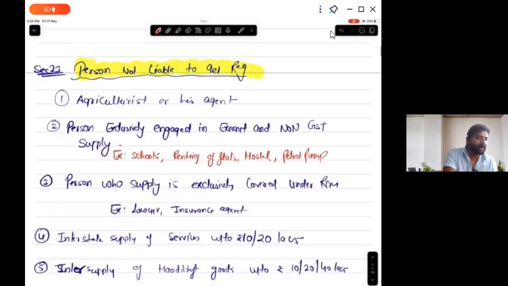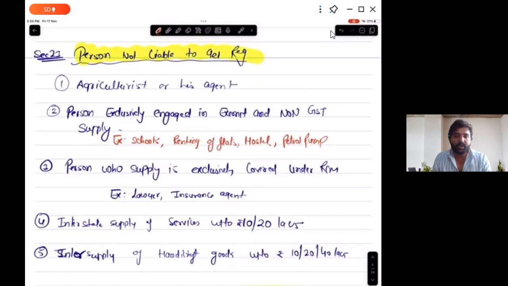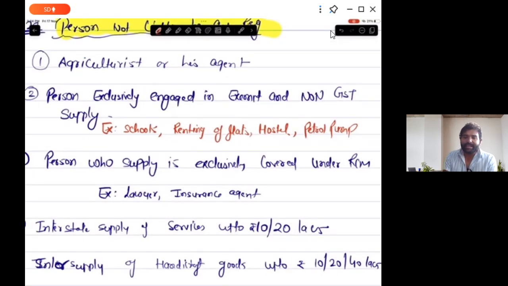Now, the next important point is who doesn't need to get registered, the person who is not liable to get registered. And here's the list. First of all, agriculturist or his agent. In India, farmer is completely exempt from any kind of taxation. I think everybody knows that. Even if we are talking about income tax, no income tax is levied on farmers. So agriculturist is also exempt from GST, they don't need to pay any kind of GST and they don't need to get registered under GST. So the first exemption is for agriculturist.